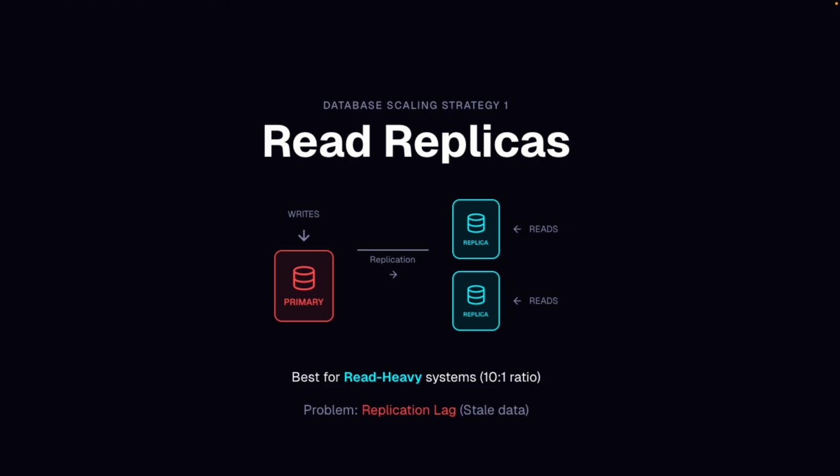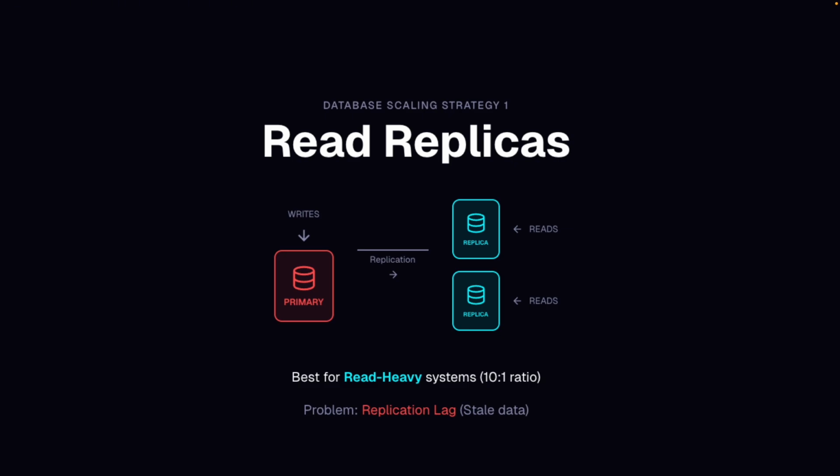Weapon number 1, it's read replicas. 80% of your traffic is reading data, only 20% is writing it. Think about Twitter. You scroll and read 100 tweets for every one tweet you actually post. If we send all the traffic to one database, it chokes.